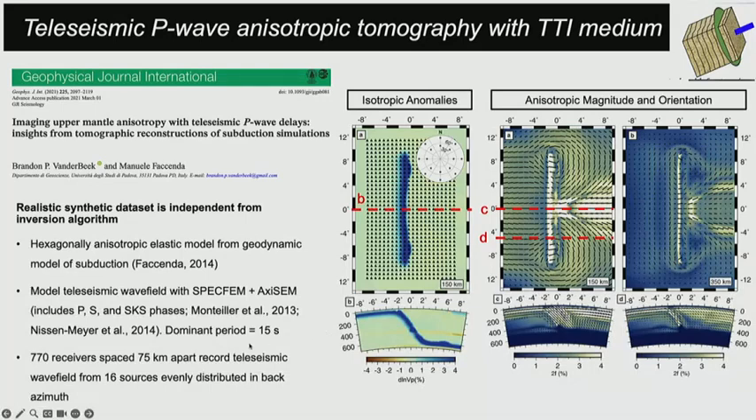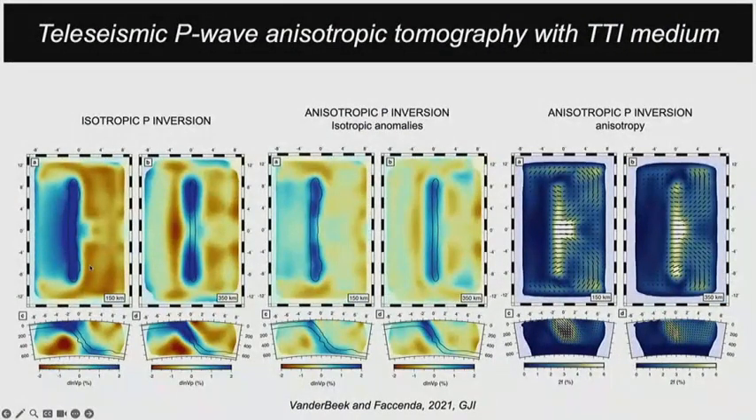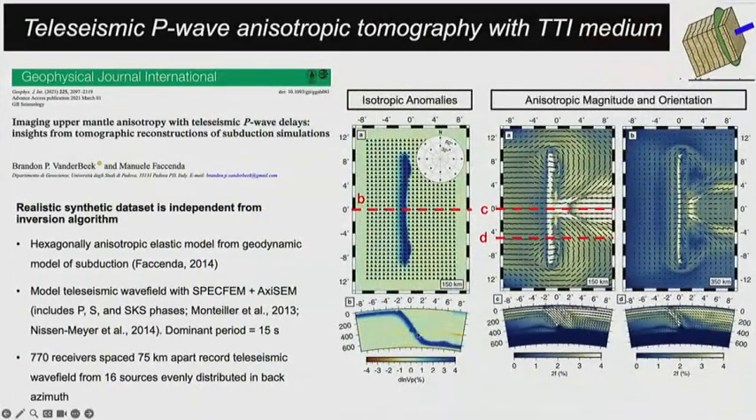Okay, so then we have computed seismological synthetics, so the synthetic waveforms, with SPECFEM and AxiSEM. We have a virtual array of seismic stations which are spaced 75 kilometers apart, which is a spacing comparable to the USArray. Okay, and this is the result. So basically, when we ignore seismic anisotropy, we do manage to reconstruct to some degree the slab at depth, but then you can see that we get lots of low velocity anomalies all around the slab. These are artifacts, because if you remember, the only true velocity anomaly is the one associated with the slab.